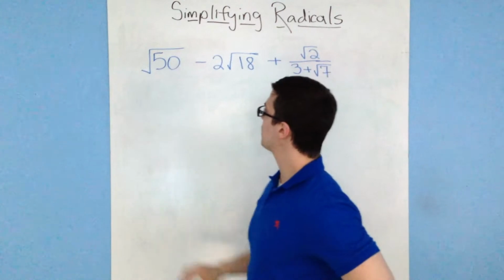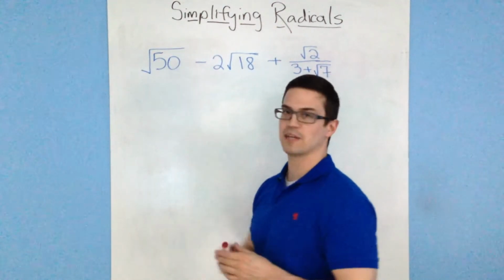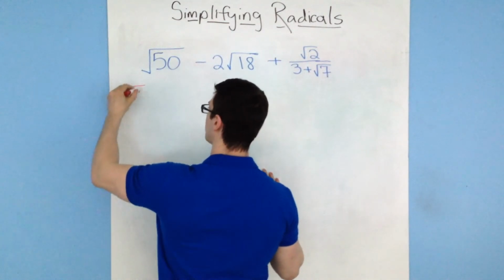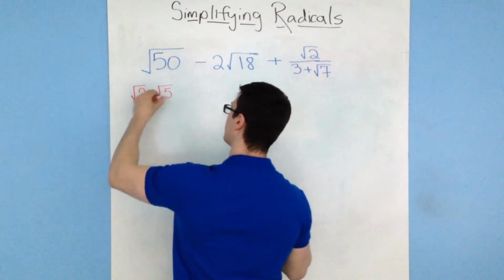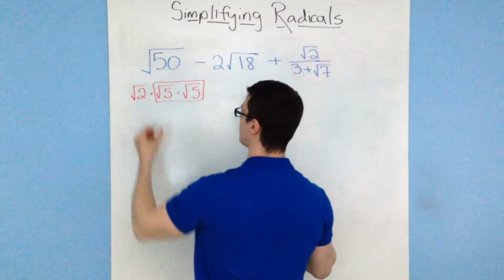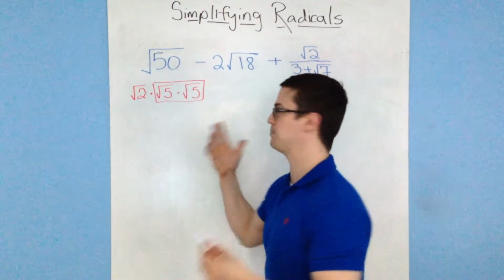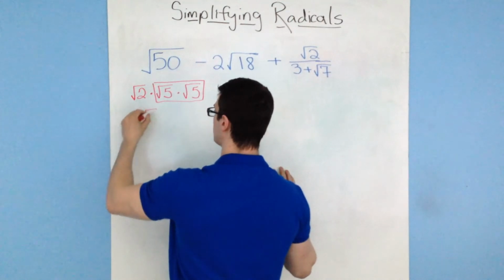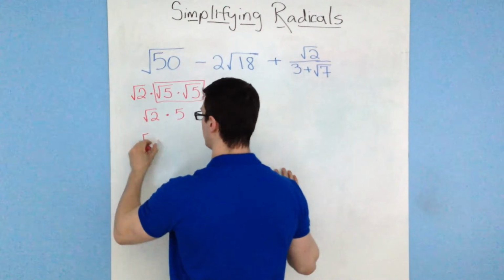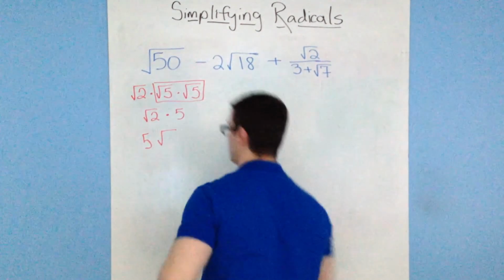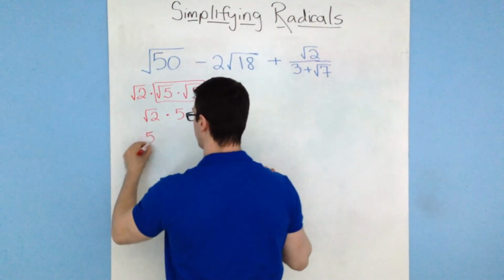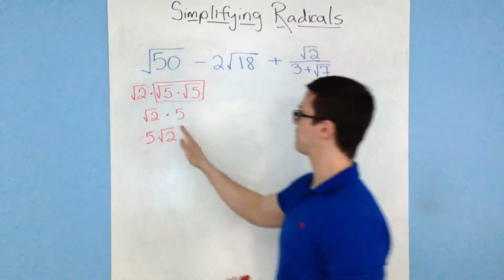So this first one right here, we have the square root of 50. The first thing I'm going to do is the prime factorization of this square root of 50, using the radicals. So now we have the square root of 2 times the square root of 5 times the square root of 5. The square root of 5 times the square root of 5 cancels out the square root, and you end up with just 5. So you'll end up with the square root of 2 times 5, and then I'm going to reorder this so that it's 5 times the square root of 2. So that's that first term.